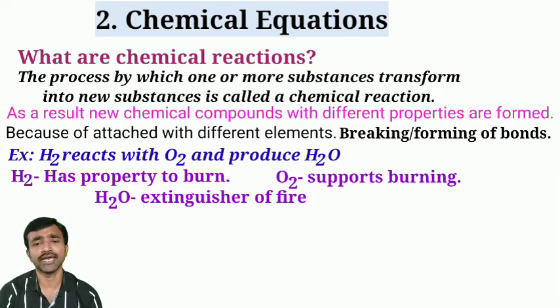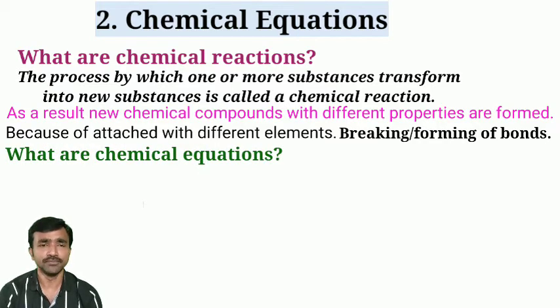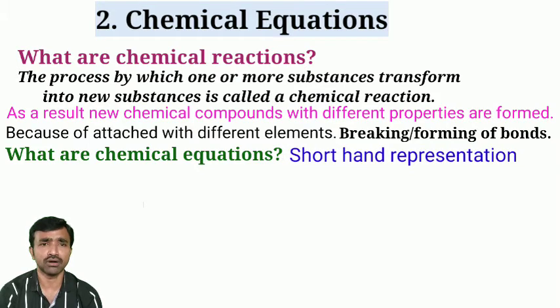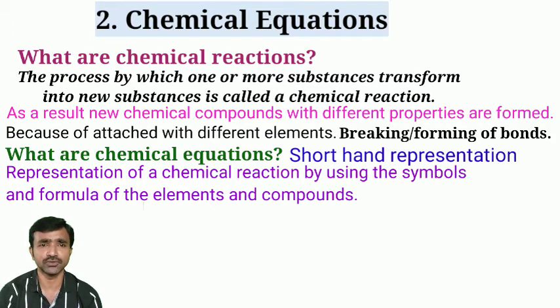Generally, chemical reactions are represented by chemical equations. What are chemical equations? A chemical equation is simply a shorthand method for representing a chemical reaction using the symbols as well as the formulas for the respective elements or compounds.